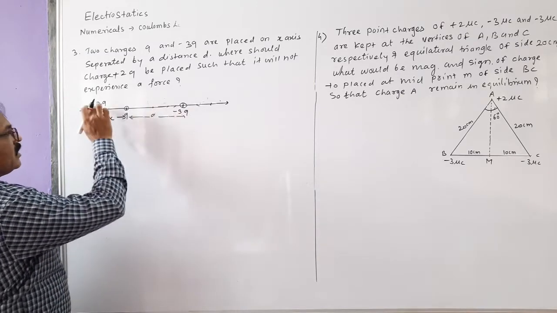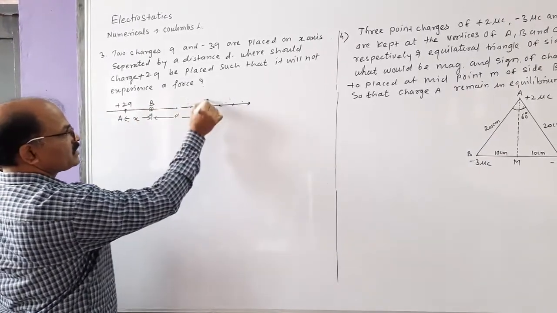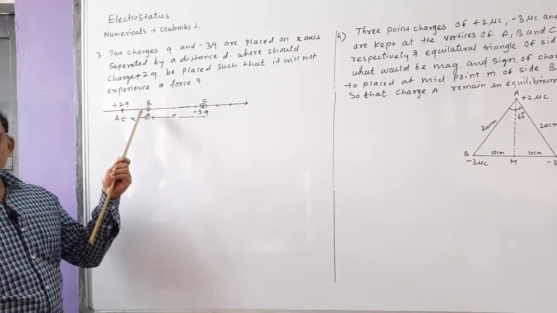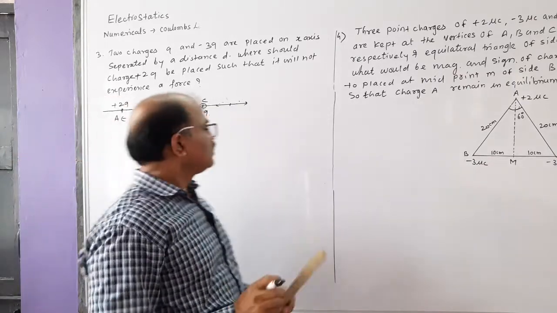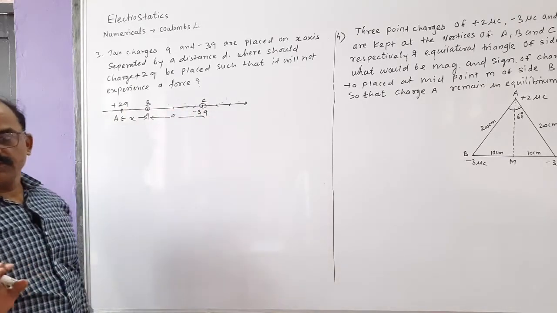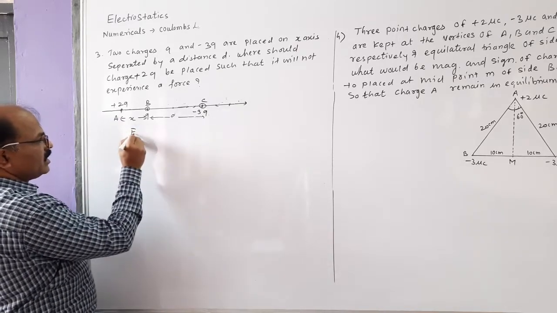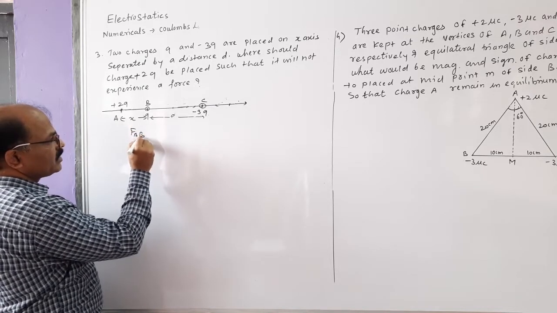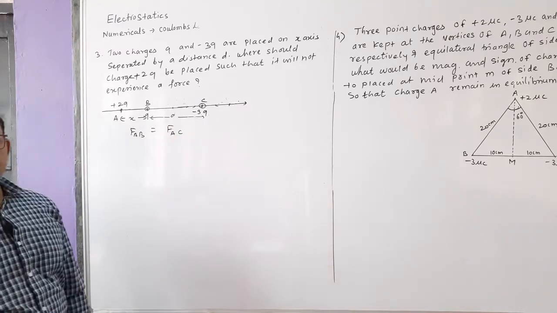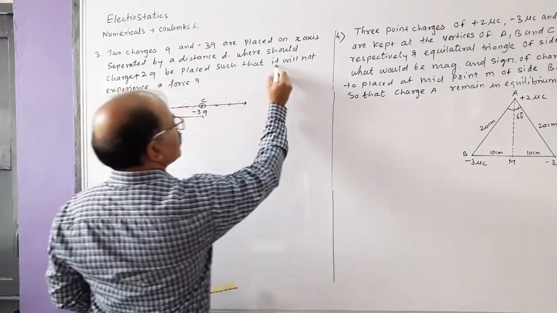Then to keep it in equilibrium, the charge at point A, suppose this is B and this is C, the charge 2q at A, what do we need to do to keep it in equilibrium? The force due to this one and the force due to the other should be equal, then it will be stable. So the force on A due to B should be equal to the force on A due to C. Then the charge placed there will not experience a force.